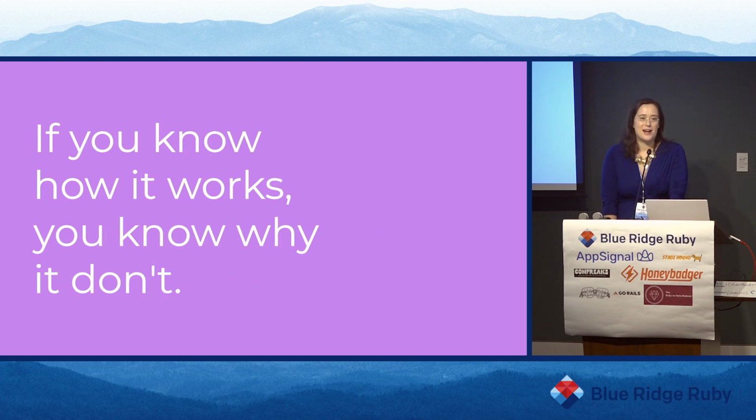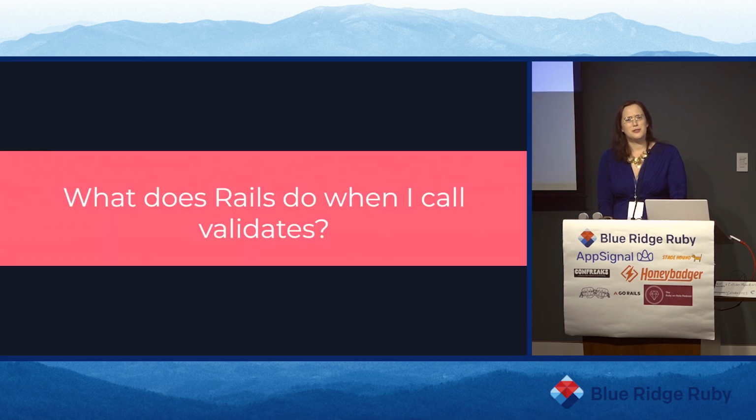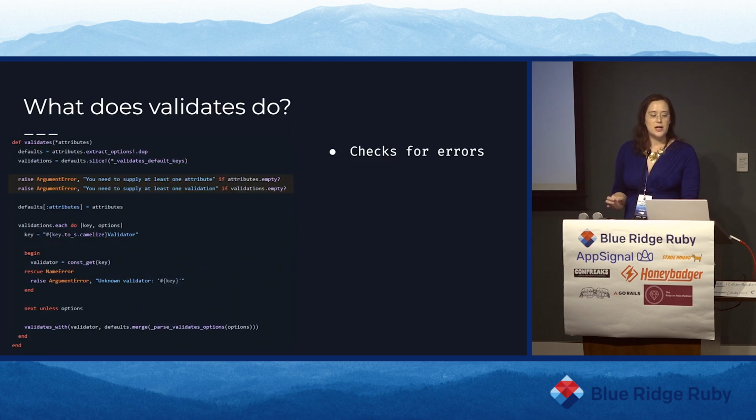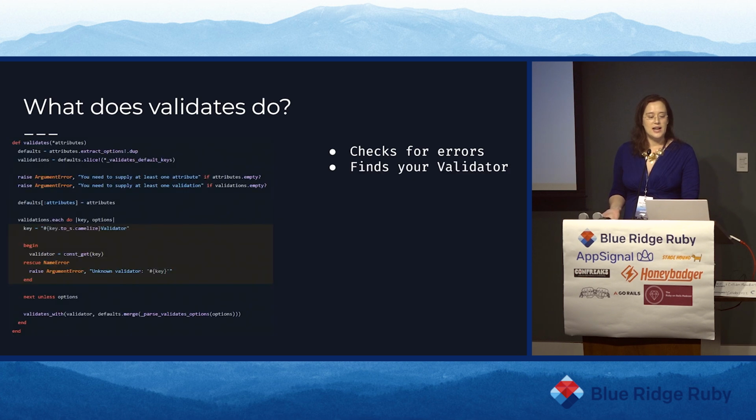So hopefully all this talk about how things work has you questioning, okay, well, what does Rails do when I actually call validates, right? If you remember from the third slide of this presentation, this is what validates looks like. We have attributes, we have validators, and we're going to call these validators in order to put errors on our model for those attributes, right? Let's look into that actual method though. The first thing validates does is it goes in and checks for errors to make sure that you have called validates correctly. The next thing it does is it's going to find your validator.